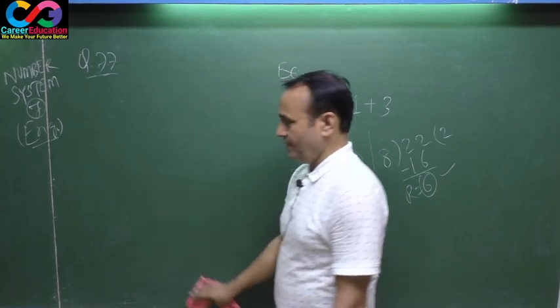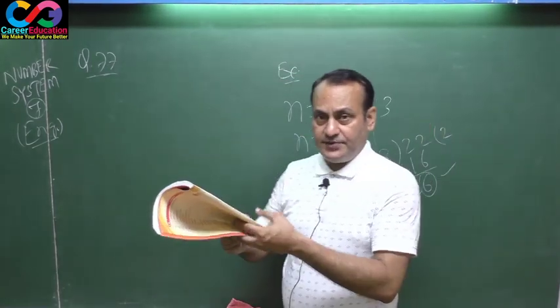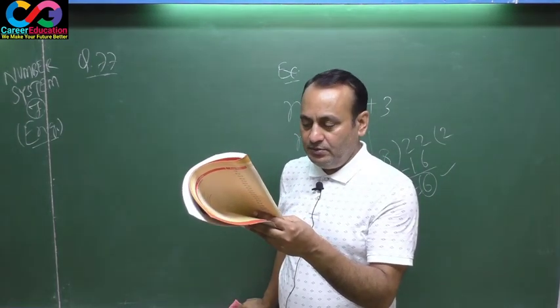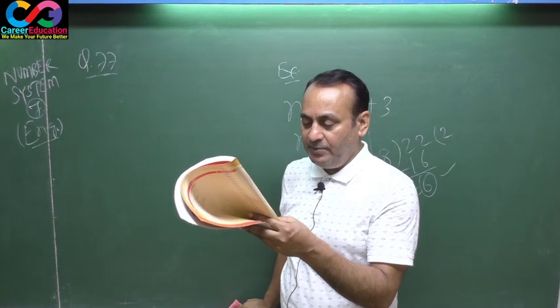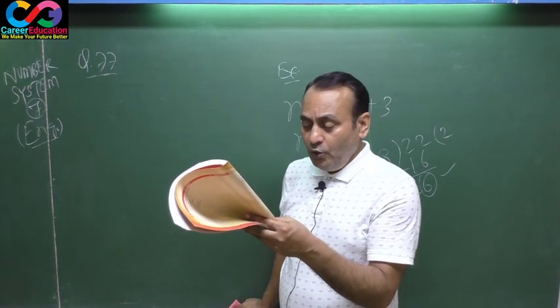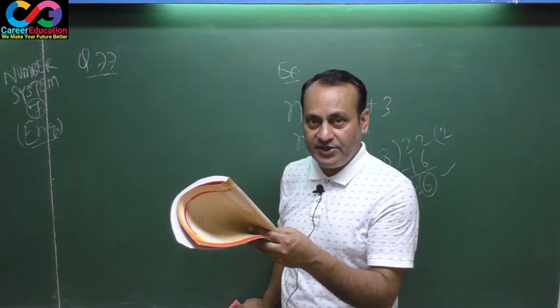See here. Since n was divided by 8 yielding remainder 3. Yielding means giving remainder 3. What will be the remainder when 2n is divided by the same 8?